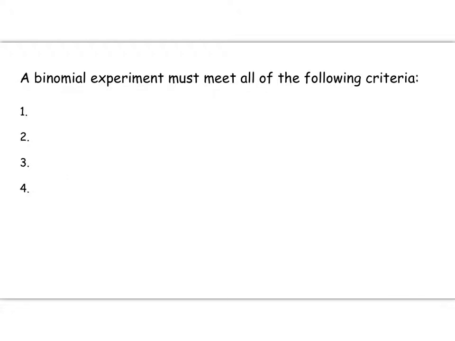So a binomial experiment has a few more conditions it has to meet. For starters, there are n identical trials. And if we think about the example of tossing a coin, every time you toss a coin, it's the same. So however many times you toss the coin, that's my n, each time is going to be identical or the same.